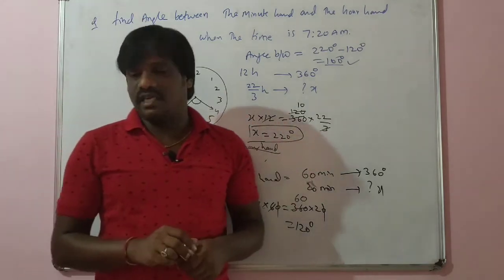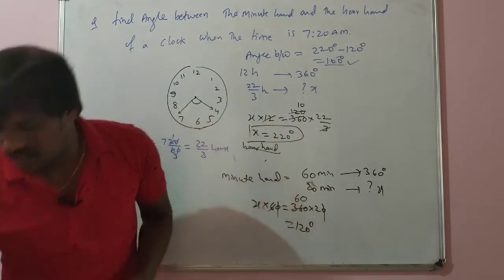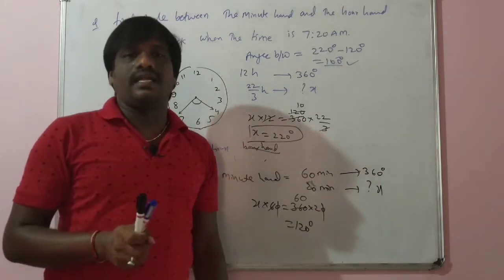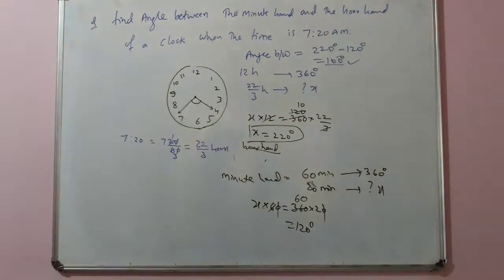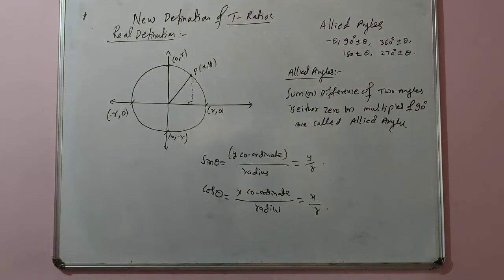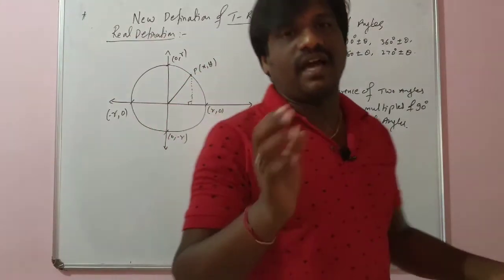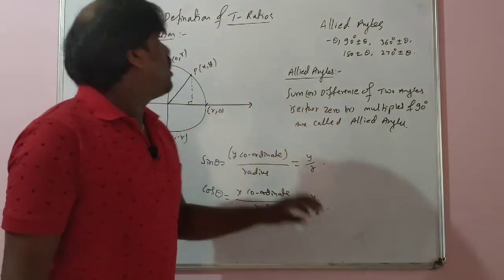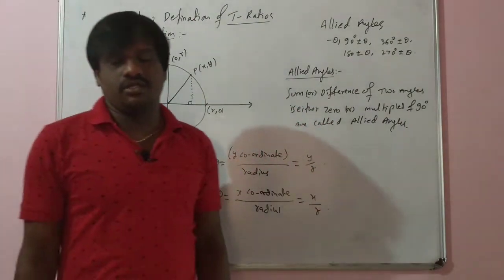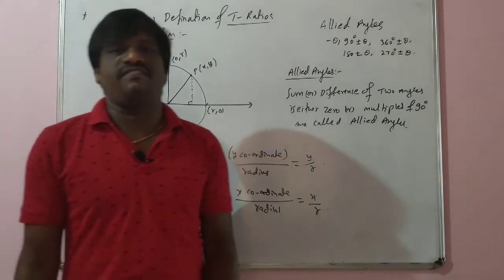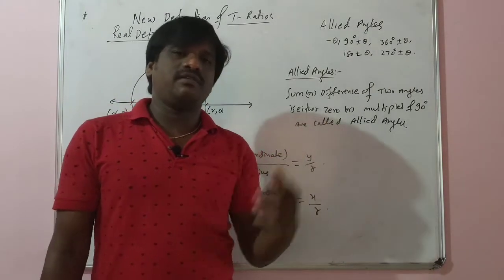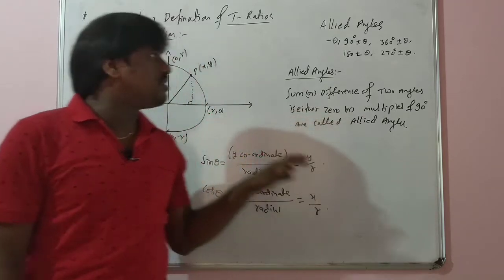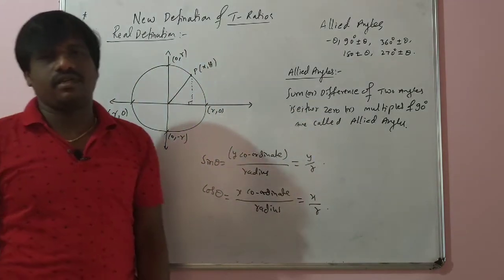Now we are moving into the important topic of trigonometry, a new topic and it's very important: allied angles. So let us start that. Now we are entering the main topic of IIT JEE, the real definition of T ratios, that is trigonometric ratios. Whatever you have learned in class 10 is not the real definition of trigonometry. Now this is the real definition.